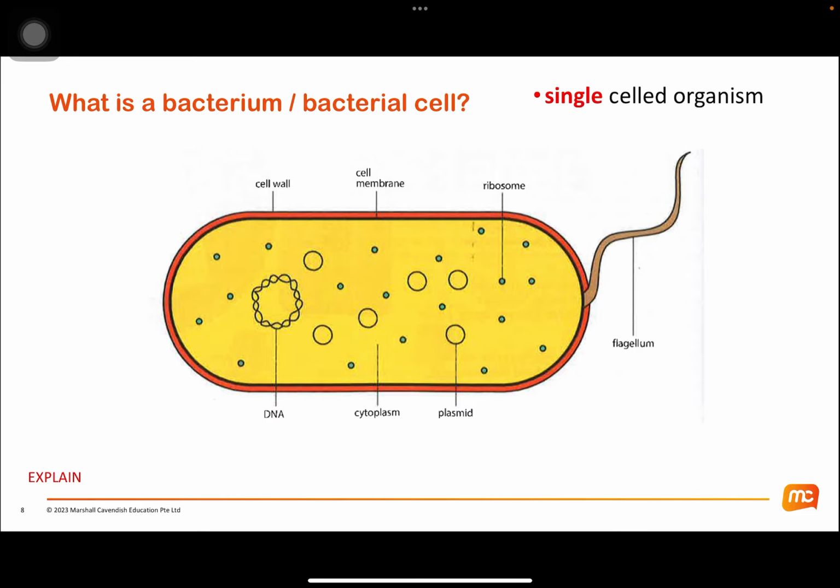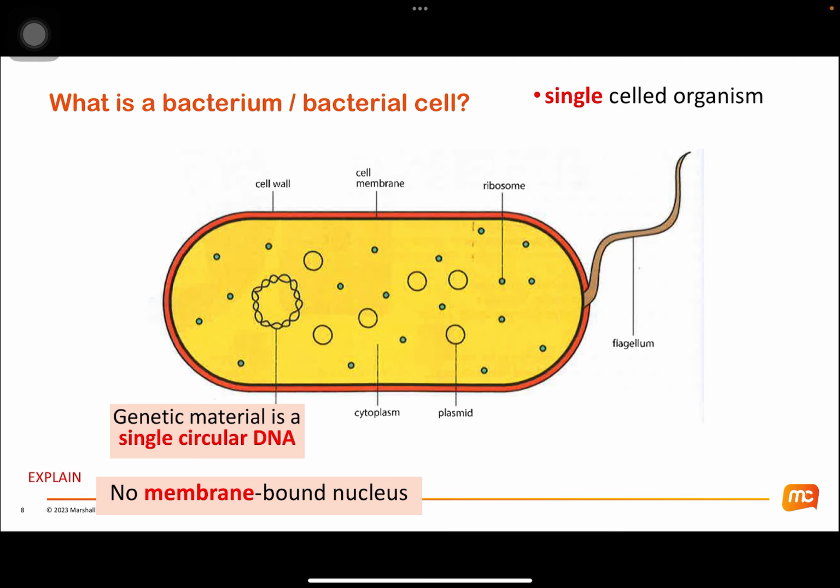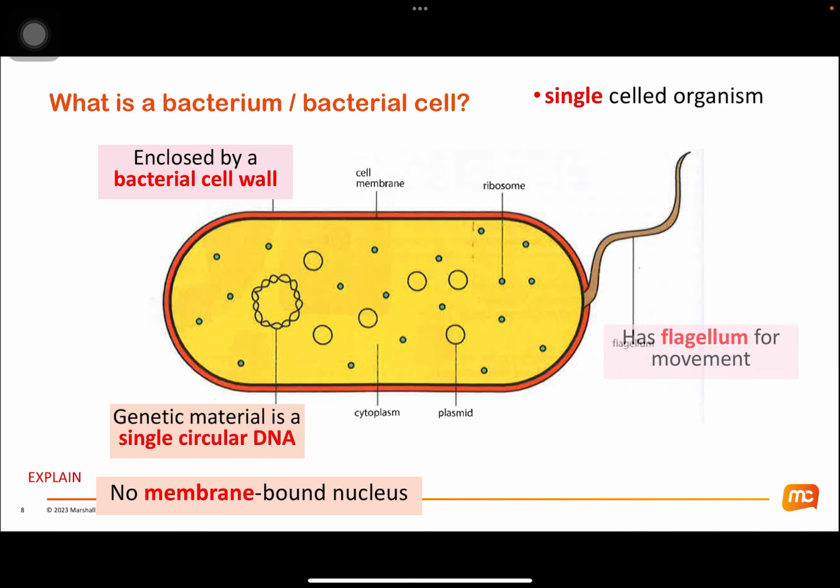So let's break it down and take a look at the diagram instead. As mentioned, despite not having a membrane-bound nucleus, the bacteria cell still has its own genetic material, and it often exists as a singular circular DNA. It is typically enclosed by a cell wall.